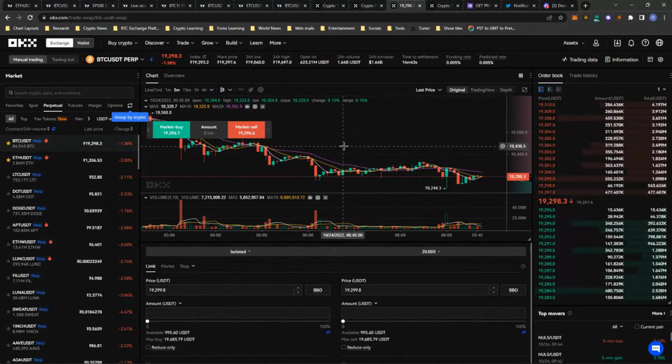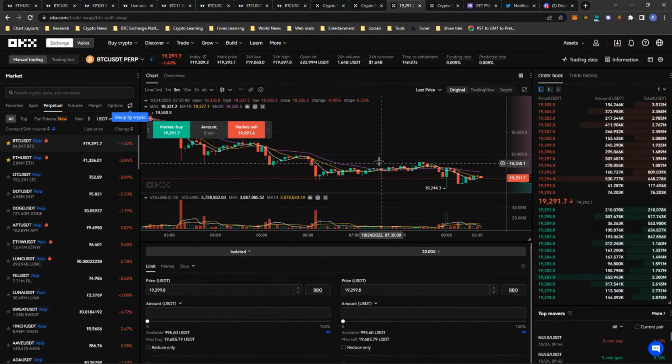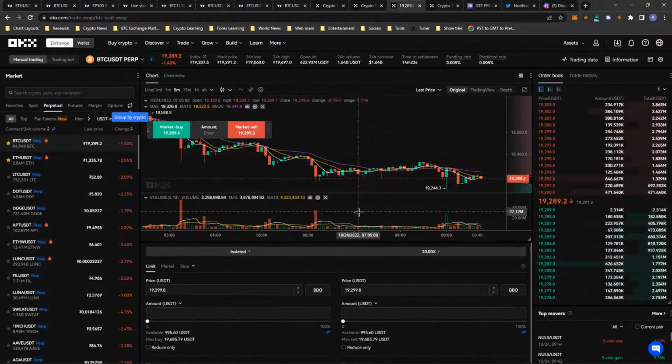Now, there's a few important things to note. On the left-hand side is where you select your trading pairs. On the right-hand side is your order book. You also have a top movers tab there. And then in the middle, you've got your chart, the big market buy, market sell.